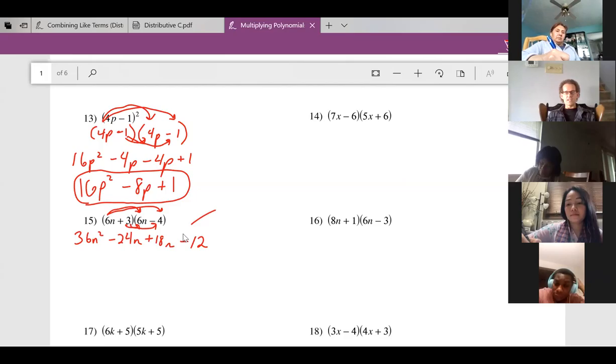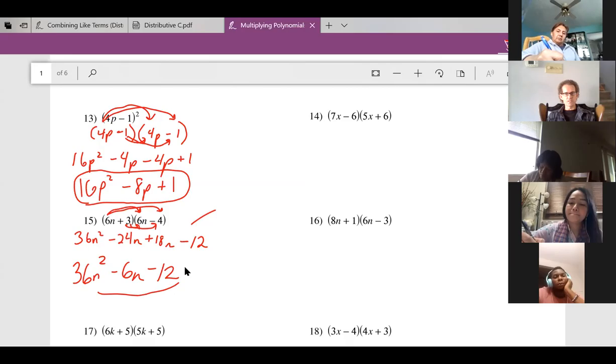Okay, like terms on this one is anything that just has an n. I can't do anything with this because it has an exponent, so I'm just going to rewrite 36n squared. I'm going to combine negative 24n and 18n, and that will equal negative 6n. And then just rewrite negative 12 because it has no like terms. And that's your simplified equation for 15. Okay.